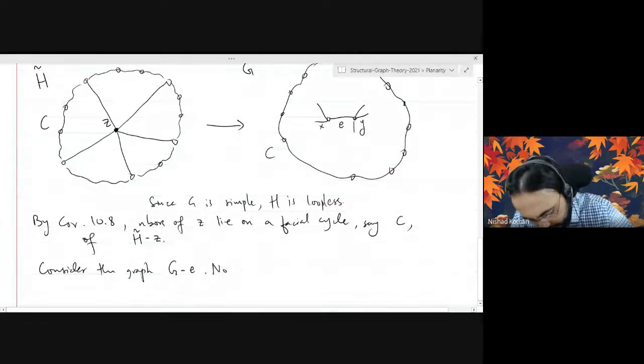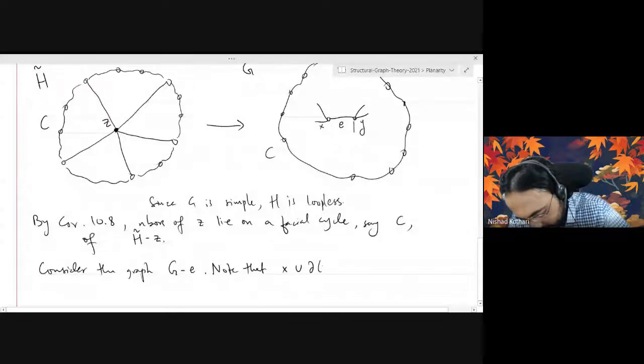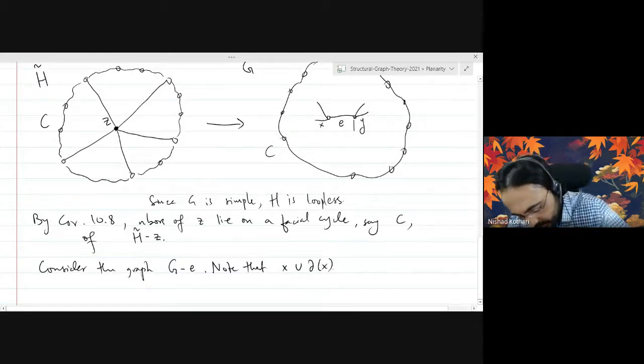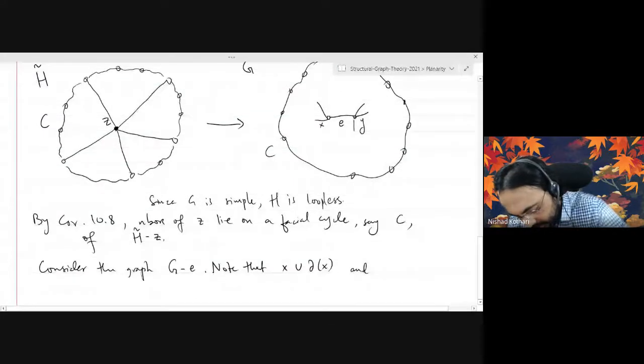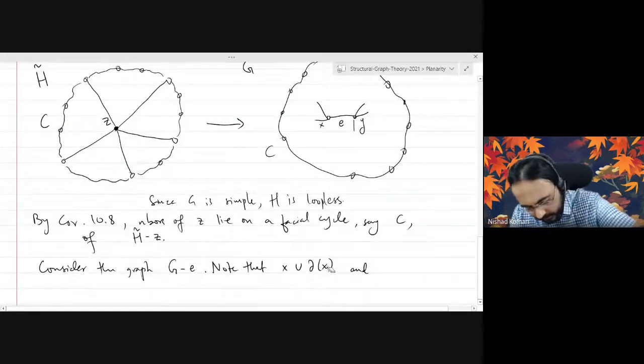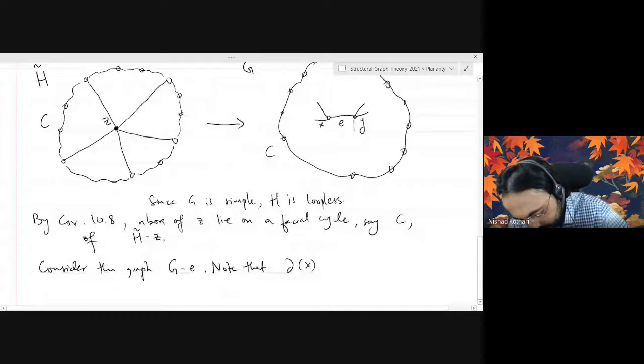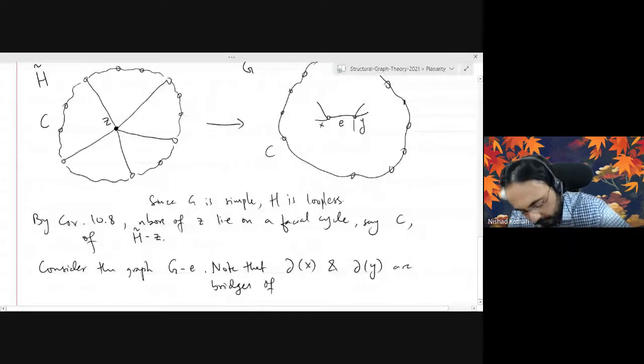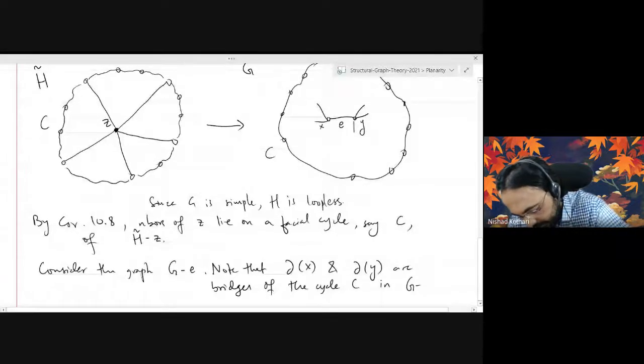Note that X along with all the edges of X, so think of this as a subgraph, is one vertex and all the edges incident at that vertex. I'll just write them as sets of edges because we can also think of bridges as sets of edges. Note that partial X and partial Y are bridges of the cycle C in the graph G minus E.